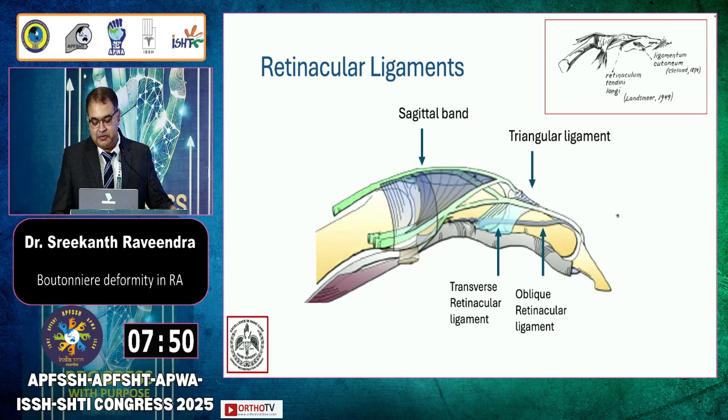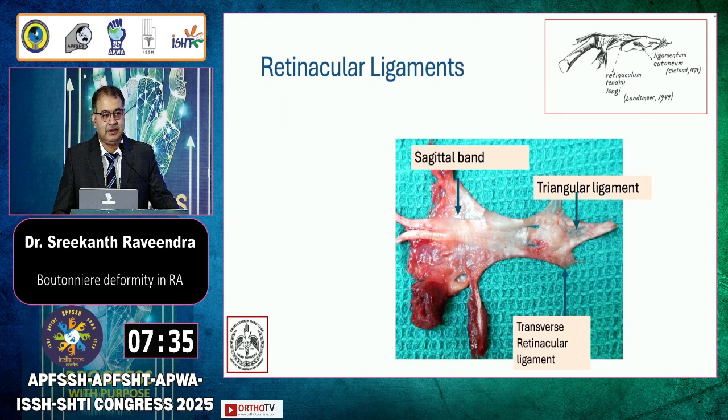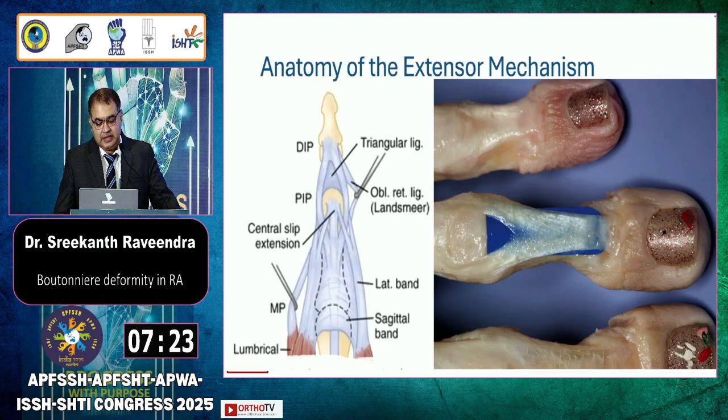the anatomy has been well dealt with by Dr. Sreekanth. However, you have to understand that there are two things, the transverse retinacular ligament and the central slip, which are the important culprits of this deformity. So this is our dissection. As Dr. Sreekanth said, I cannot find any spiral oblique in this expansion. I tried many fingers. So you can see the retinacular ligament and the central band, which is very obvious. And this is the triangular ligament.